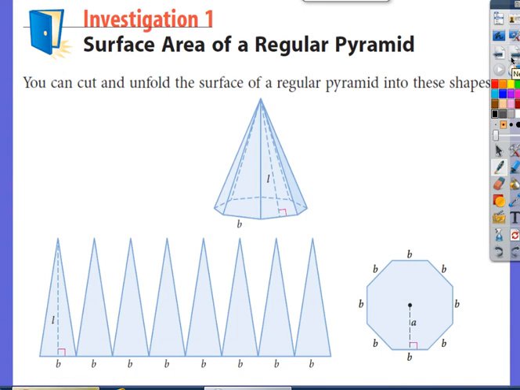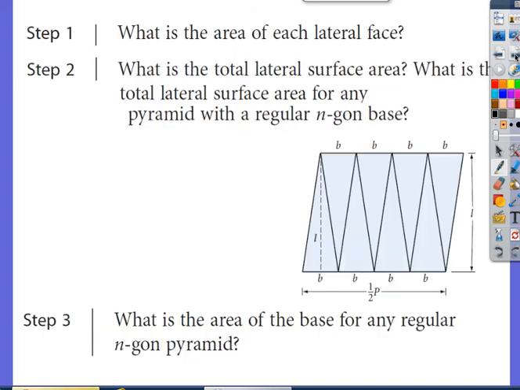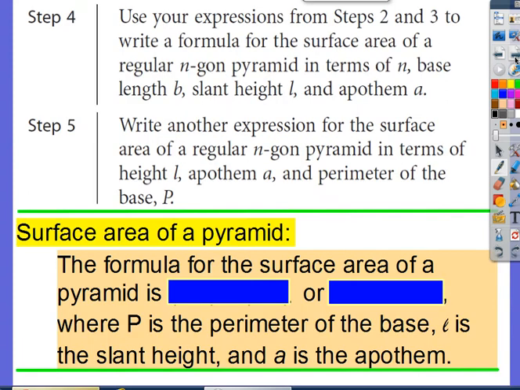You have surface area of a regular pyramid, and this is what I'm talking about, where you can see the shapes folded out. If I fold this shape out and make it 2D, you have all of these shapes, and then you have the base right here. So if you want to pause and kind of look at this, this gives you a good idea of what I mean by folding out. They become 2D shapes. So we look, what is the area of base of any regular n-gon pyramid? That's the question we're asking. We're not going to do the investigation.